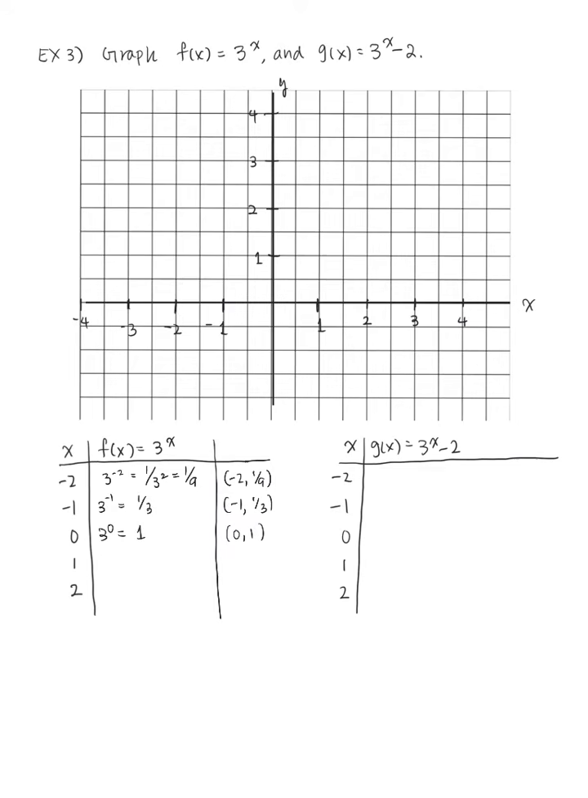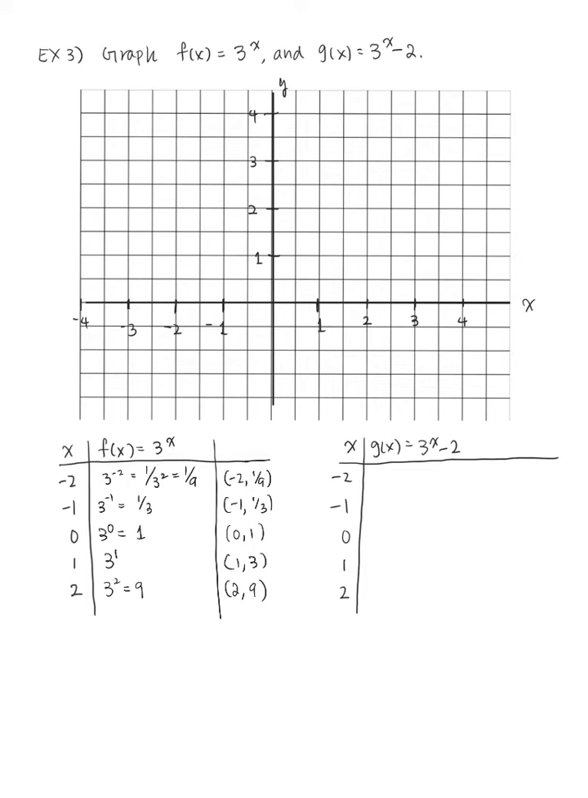And when x is 1, we're going to have just 3 to the first. So here we're going to have (1, 3). And when x is 2, we're going to have 3 squared, which is 9. So we need to plot (2, 9). All right, now let's deal with g of x. g of x equals 3 to the x minus 2.